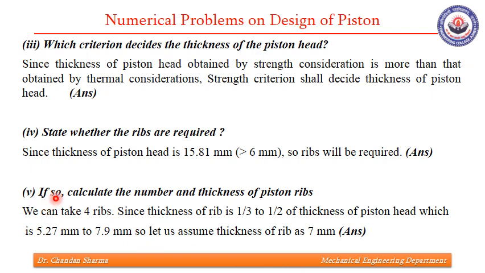The next question we need to answer is to calculate the number and thickness of piston ribs. We know the empirical relation for this. We can take 4 to 6 ribs. Let us assume that we have taken 4 ribs, and the thickness of rib can be 1 by 3 to 1 by 2 of the thickness of piston head. So calculating this, the range comes out to be 5.27 mm to 7.9 mm. So let us assume a mid value as 7 mm. So 4 ribs will be required of 7 mm thickness.